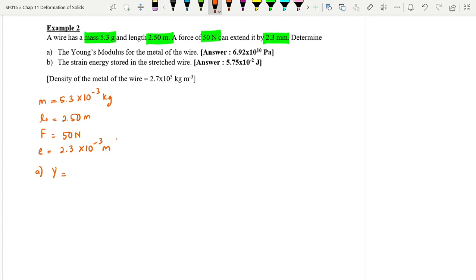So, Young modulus, kita ada formula stress over strain. Kita ada juga formula FL naught over AE. So, formula apa yang kita nak guna? Kita ada F, kita ada length naught, kita ada extension, tapi kita tak ada area. Right? Kita tak ada area kan? Okay, so bila tak ada area, macam mana nak cari? Oh, tapi saya lupa nak baca dekat bawah ni. Density of the metal of the wire is given. Satu lagi info, density.